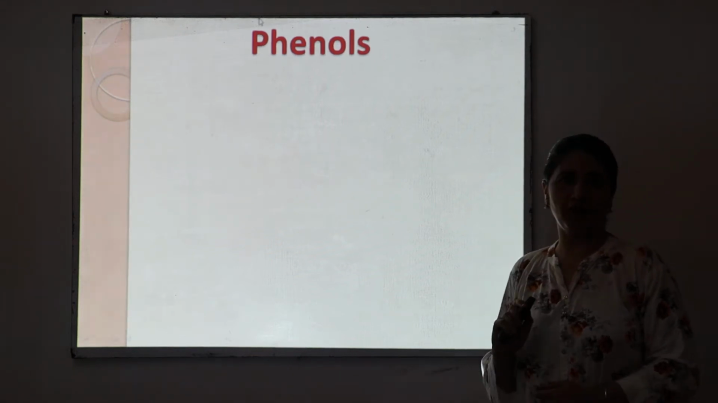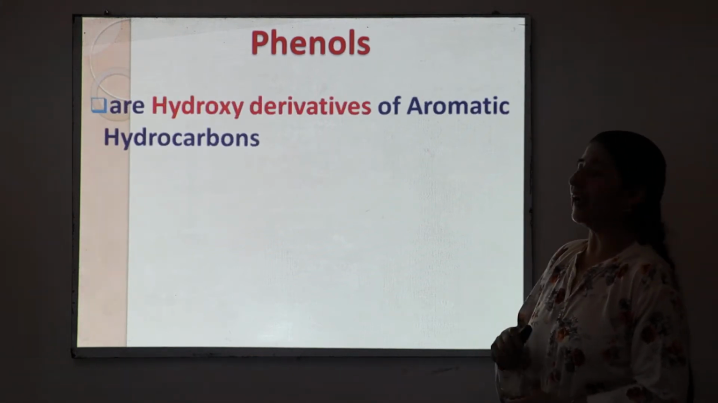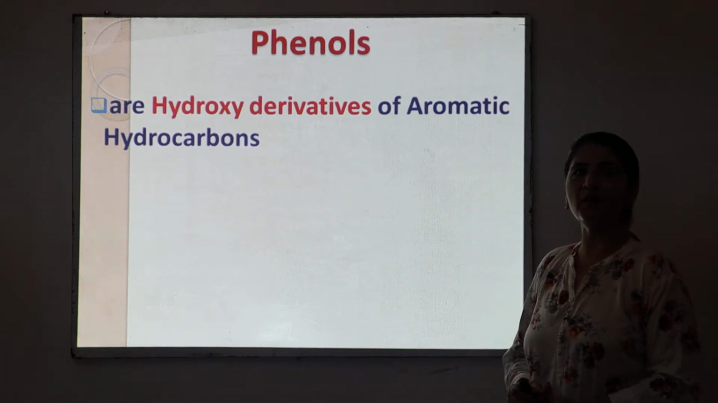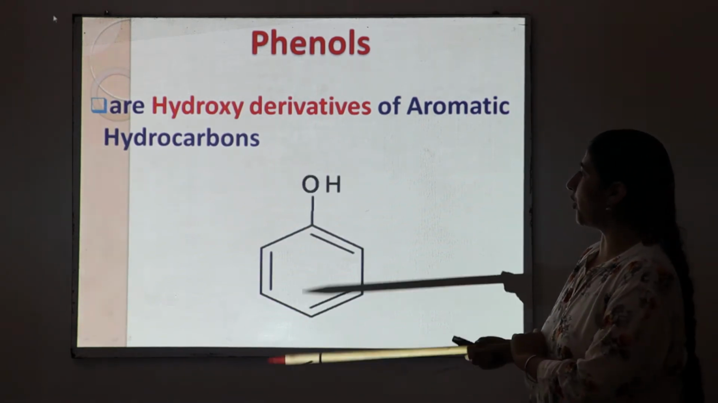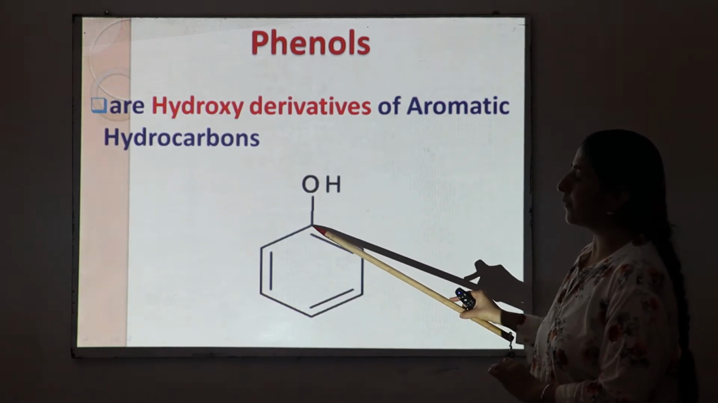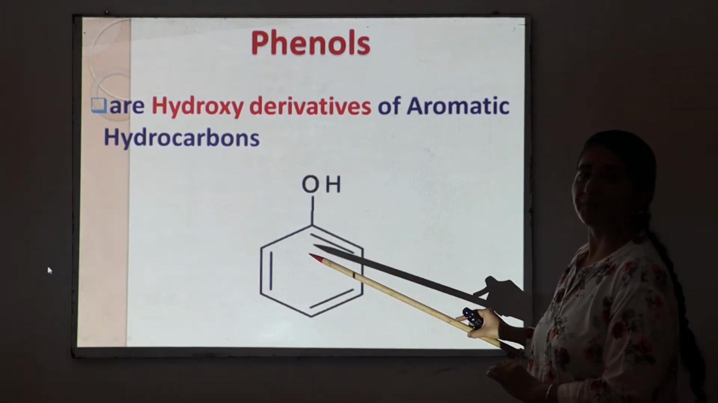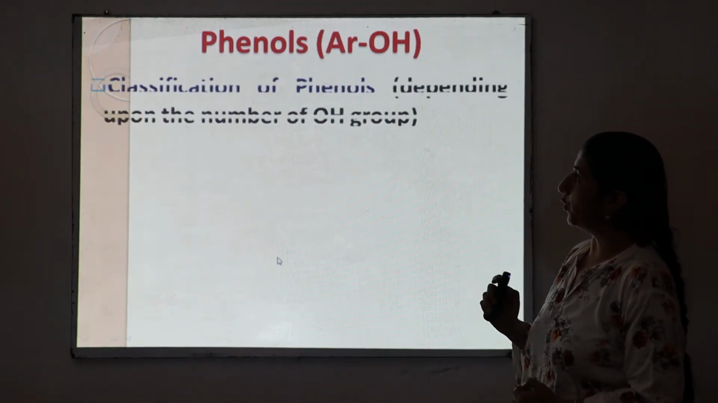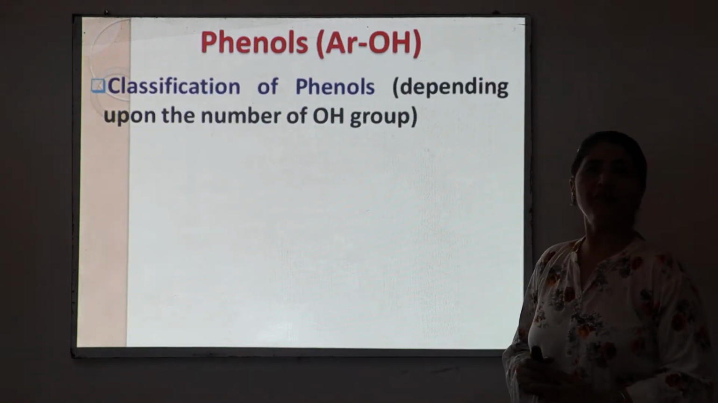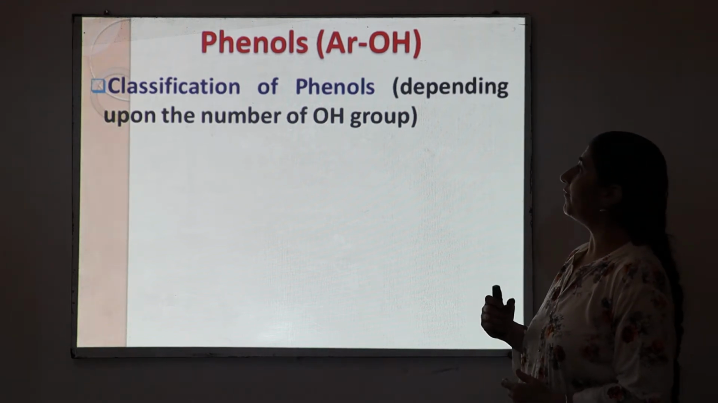So what is phenol? Phenol is a hydroxy derivative of the aromatic hydrocarbon, in which the OH group is linked to the carbon of the benzene. So next is the classification of phenol. The classification of phenol depends on the number of OH groups.